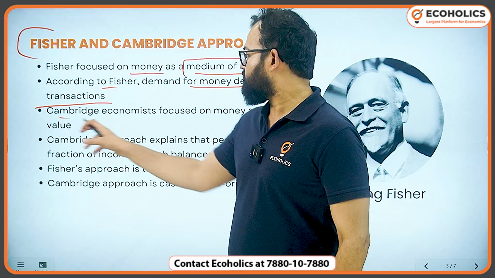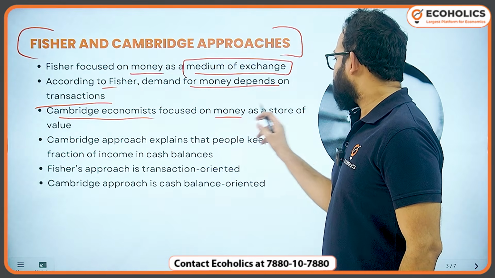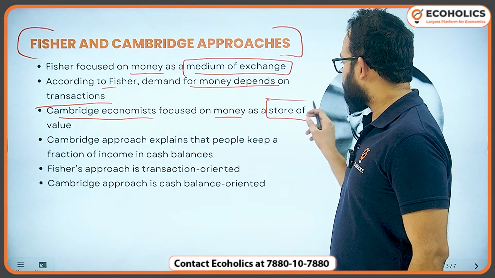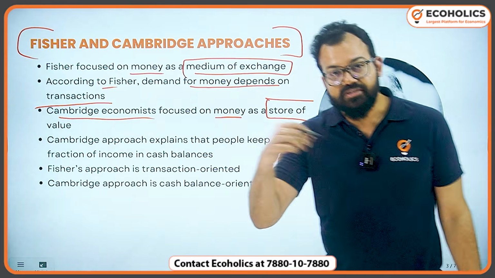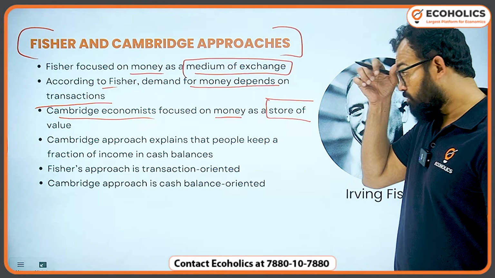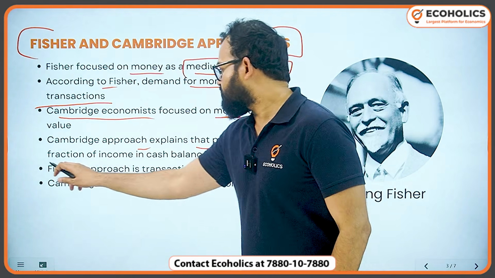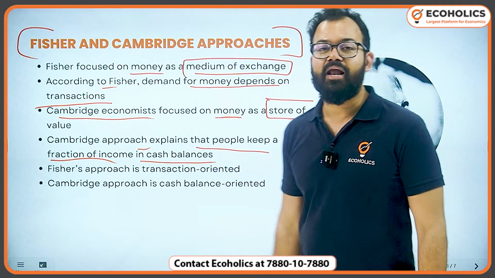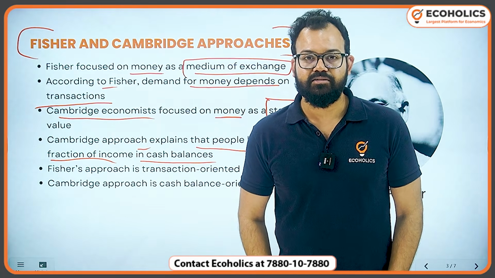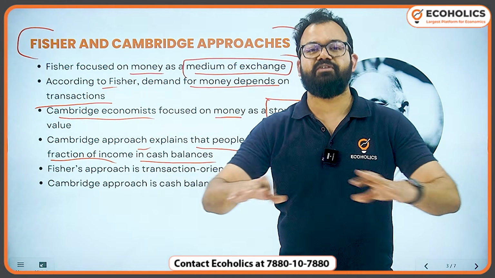But Cambridge economists focused on money as a store of value. It means you can store, you can save that in a piece of paper. So the Cambridge approach explains that people keep a fraction of income in cash balance. People keep that cash. So in the whole economy, there is a cash availability.